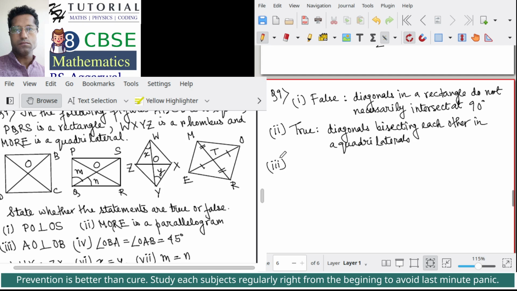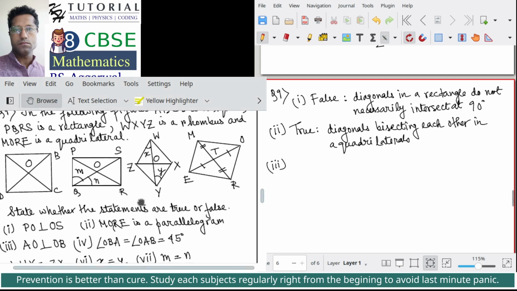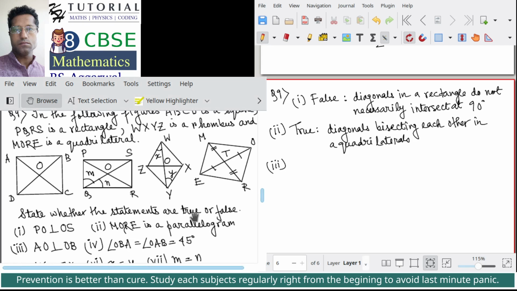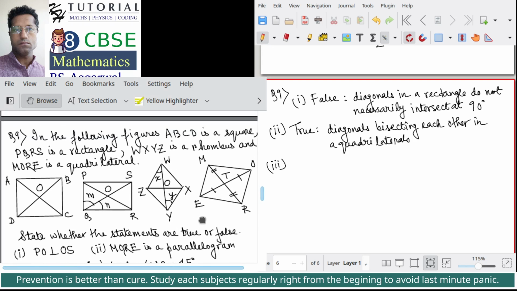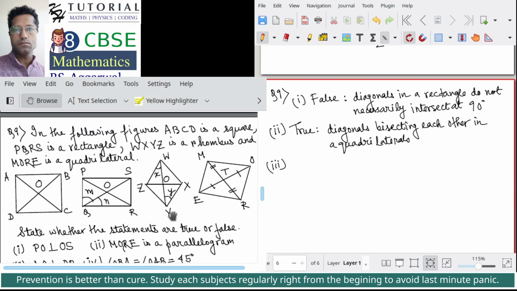3. AO is perpendicular to OB. AO is related to the diagram ABCD, which is a square. ABCD is given to be a square, and so definitely ABCD is a square. So this is true.